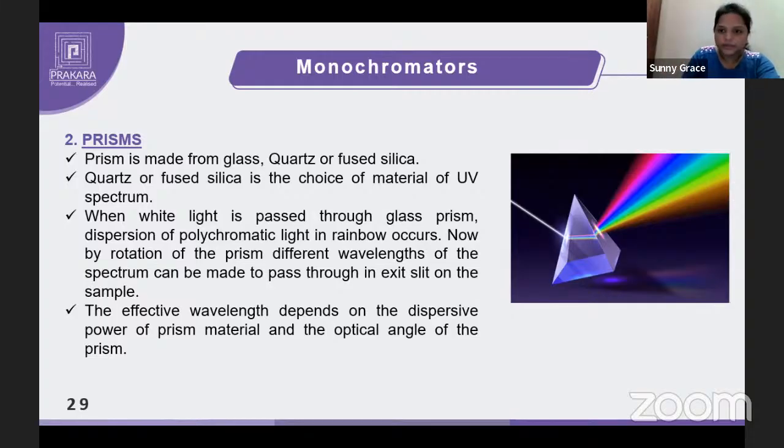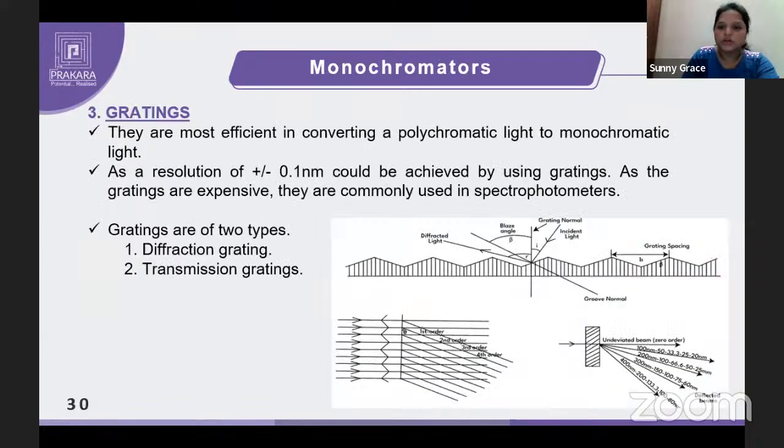Then coming to the gratings. In the gratings, these are the most efficient things which help us in converting polychromatic into monochromatic light, and it has a resolution of plus or minus 0.1 nanometer. Whenever the spectrophotometers we are using are expensive, gratings are what we use. We have two different types of gratings, that is diffraction grating and transmission grating.